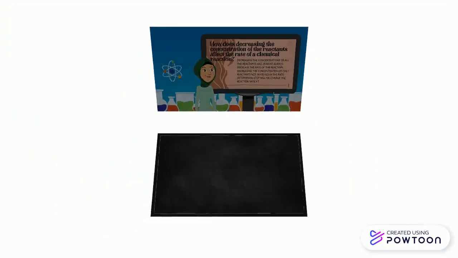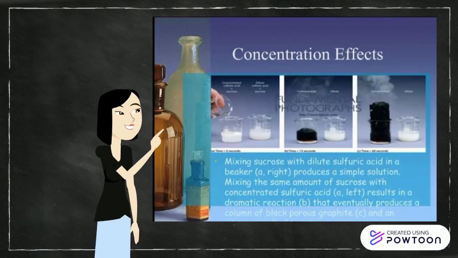So here's an example of the concentration effect. In the right side of the picture, it shows that mixing sucrose with dilute sulfuric acid in a beaker produces a simple solution, while mixing the same amount of sucrose with concentrated sulfuric acid, which you can see in the left picture, results in a dramatic reaction. That eventually produces a column of black graphite and an intense smell of burning sugar.